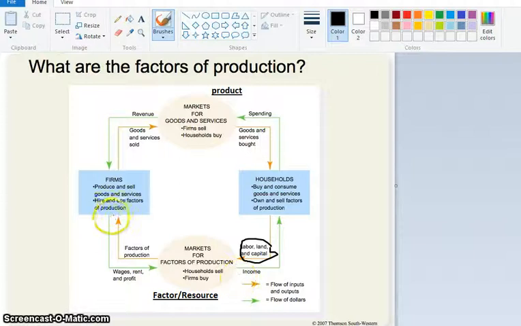So again, you see here the dollars are going now from the firms over here to the households. The households now are the sellers of the factors of production. Remember when we did the calculator activity, everybody bought something, everybody sold something, whether you were a household or a firm. So this is what your circular flow diagram should look like here.